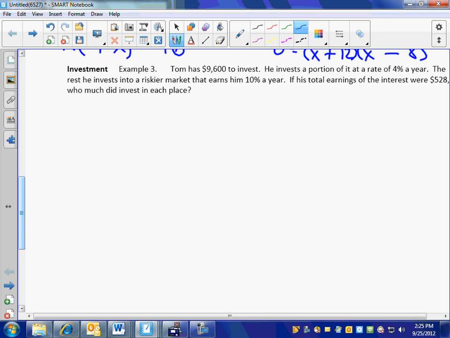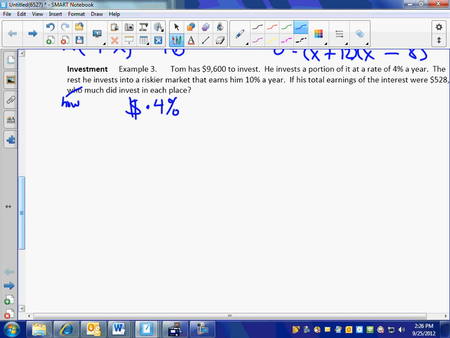So not who, but how much did he invest in each place? That's what we want to know. And this is where often students have a difficult time getting started. Before we even start writing an equation, let's just write an expression. He has a certain amount of money, a certain number of dollars that are invested at 4% interest.